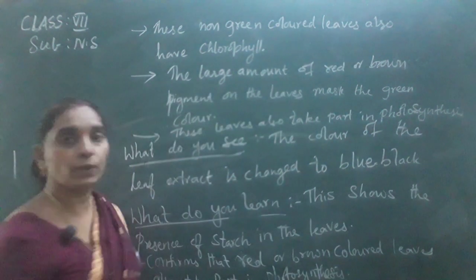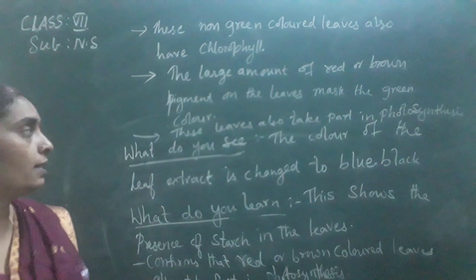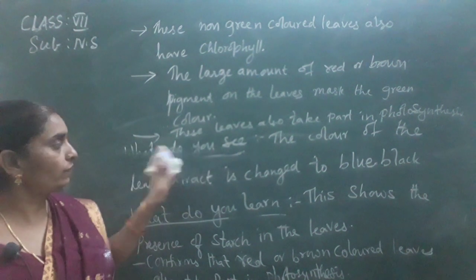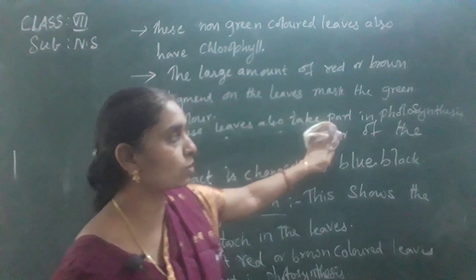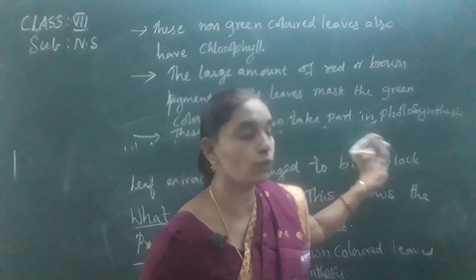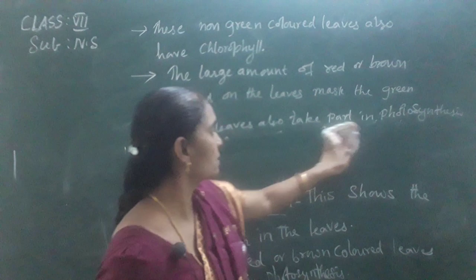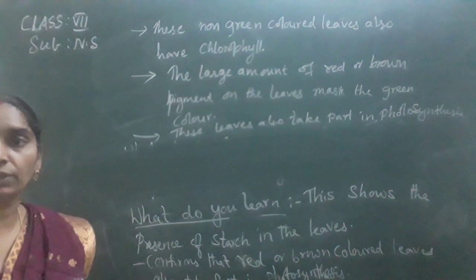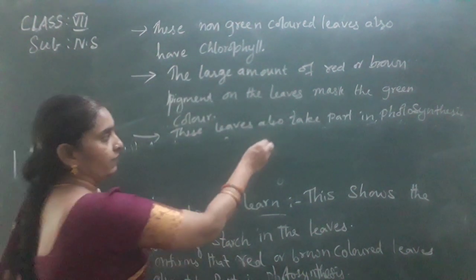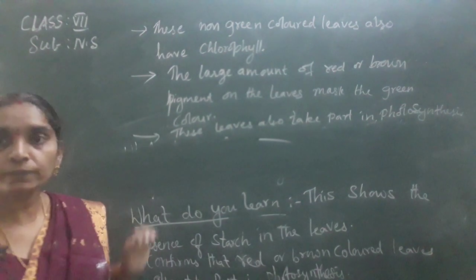This is a very important question. What is the question? That is, the aim is to know whether the non-green colored leaves also perform or take part in photosynthesis or not. Okay, note down this lab activity that you have performed today. That is activity number 2.